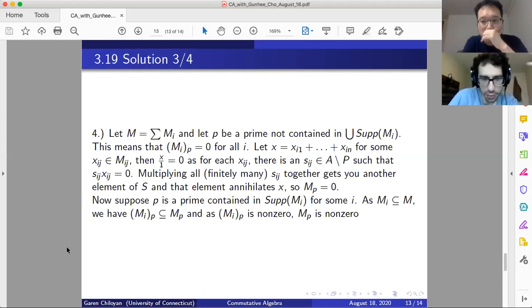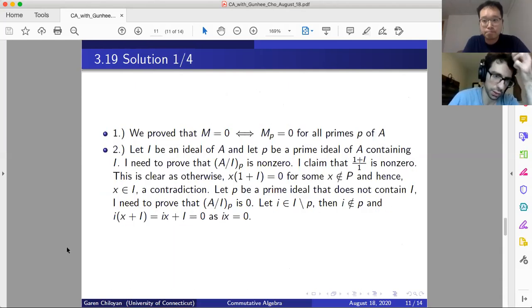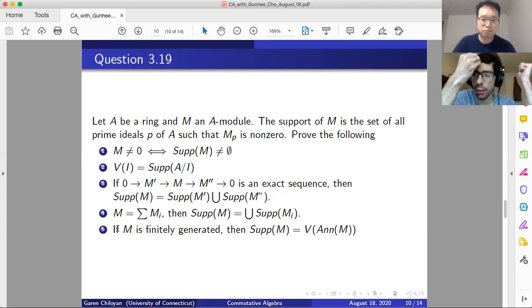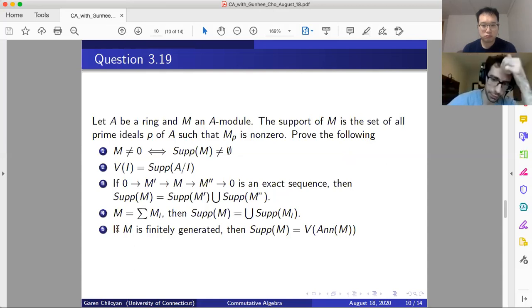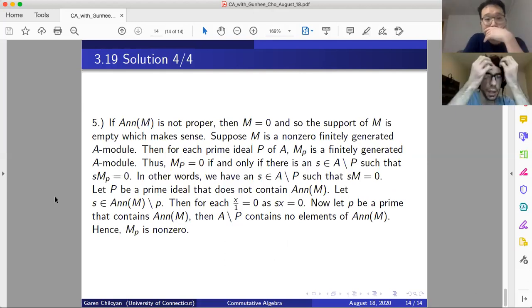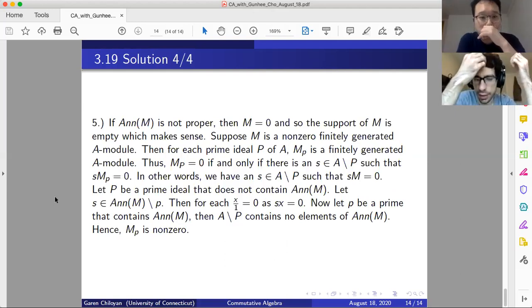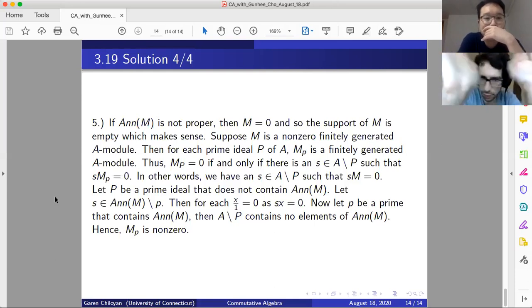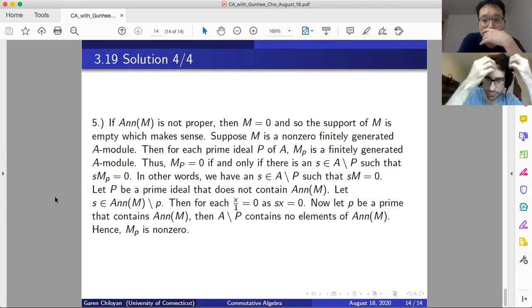So it's natural you would expect these answers, and so we're correct. Finally, let's say M is finitely generated. Then the support of M is the set of all prime ideals that contain the annihilator of M. How do we do that? Okay, so first of all, if the annihilator of M is not proper, then M is 0. So the support is empty, which is fine. That's possible. There's nothing wrong with that.